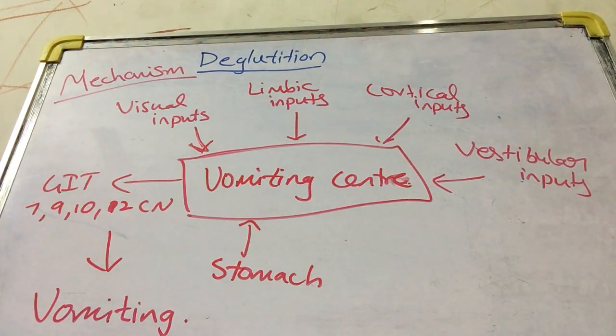And forced inspiration occurs against the closed glottis. Lowering of the diaphragm increases the intra-abdominal pressure. This is followed by vigorous contractions of the abdominal muscles. Thus, the intra-abdominal pressure sharply increases, which forces the gastric contents toward the esophagus. And relaxation of the lower esophageal sphincter allows the gastric contents to enter the esophagus.